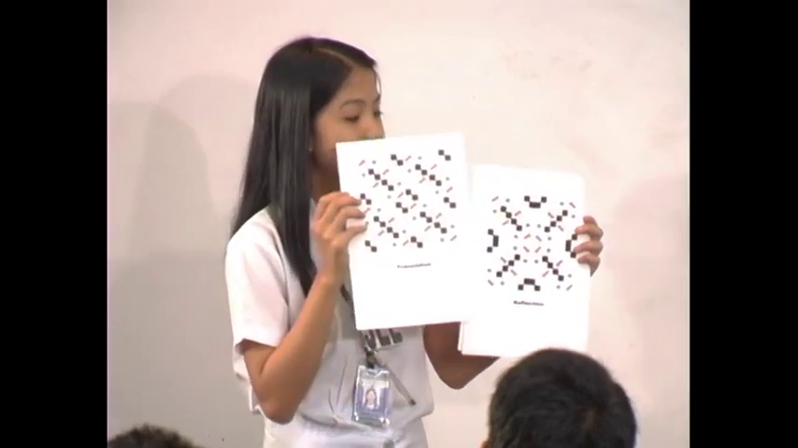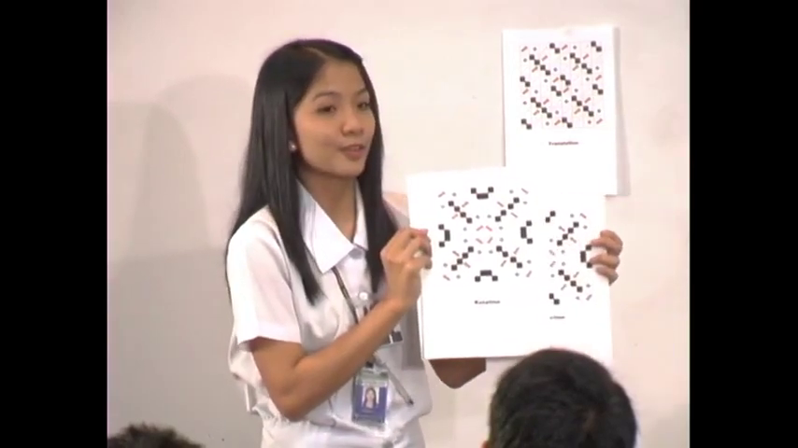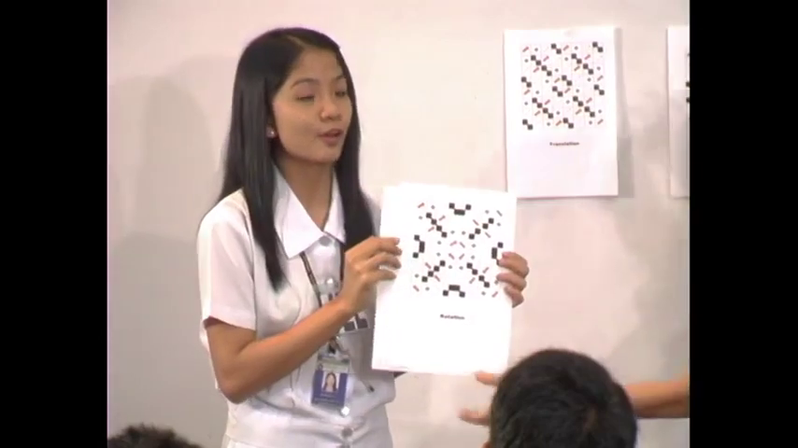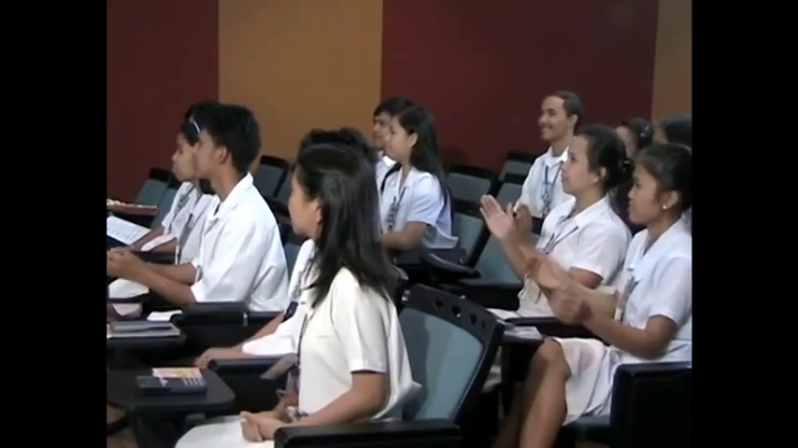The next design, maybe we can post it here, the next design is obtained by reflection. And the last design is obtained by rotation. So these 3 designs are obtained using the multiplication modulo 5, and that's my work. All right, let's give her a big round of applause.